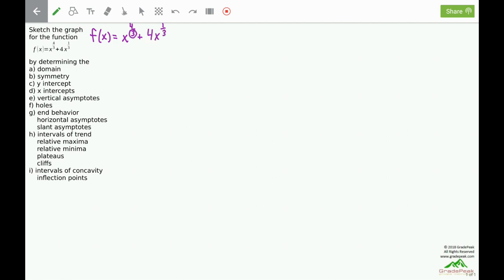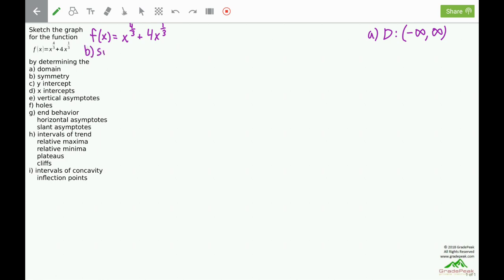The denominators of the fractional exponents are the roots. They are each an odd number here, and the domain of an odd root is all real numbers. So for part A, the domain will be all real numbers, or negative infinity to positive infinity.